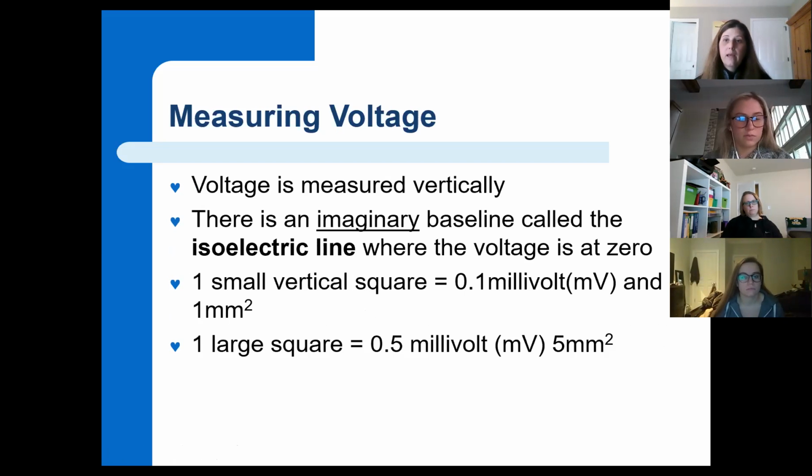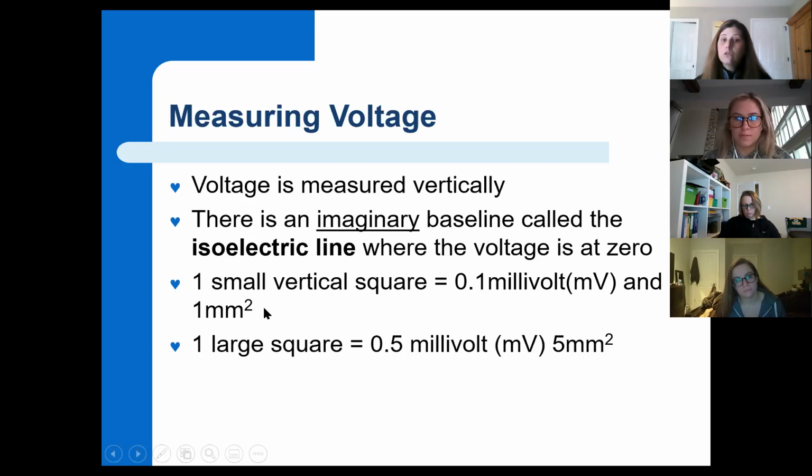So not only having those 5 little boxes that move from left to right on our paper, the 5 little squares within the one bigger box, but we're also going to have those little squares within the bigger box that we're going to measure vertically. And that's going to be considered our voltage. So again, on the strip, when I show you this, it's going to make sense, but there's an imaginary line. We call it the isoelectric line. That's simply where we're saying that the voltage is at 0.